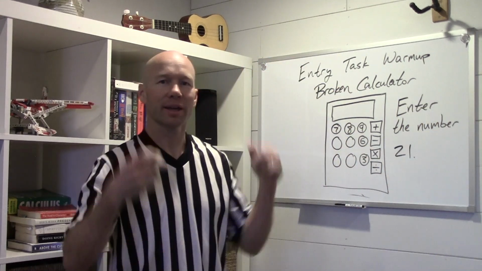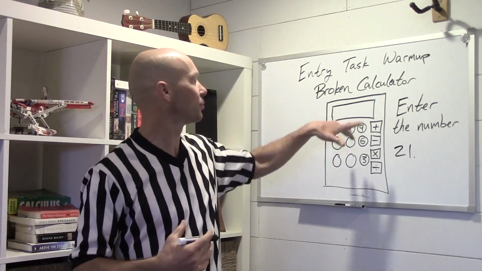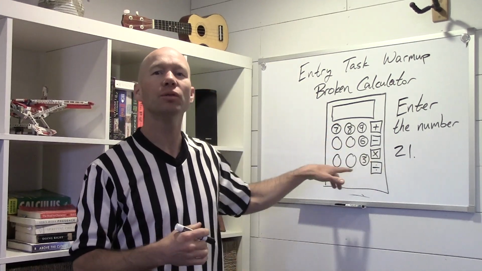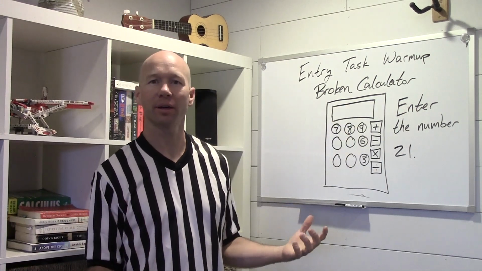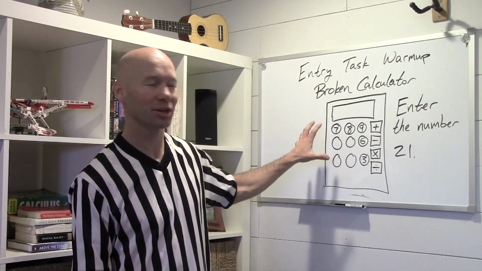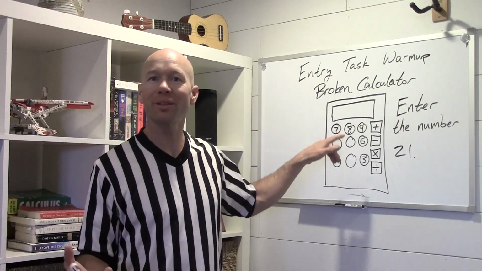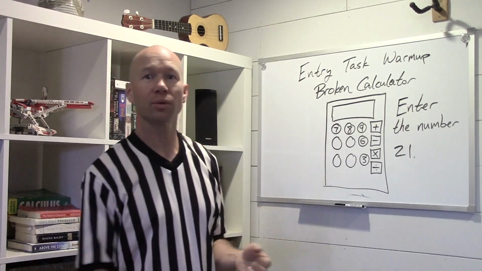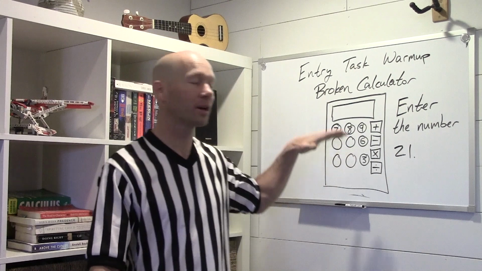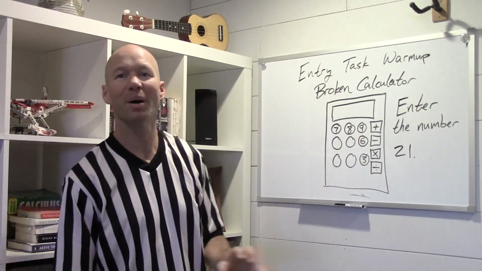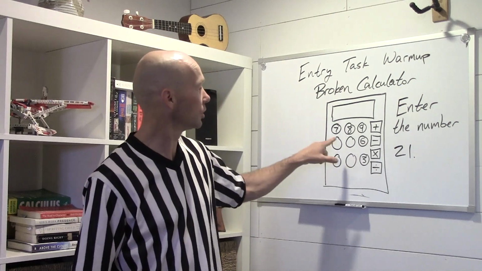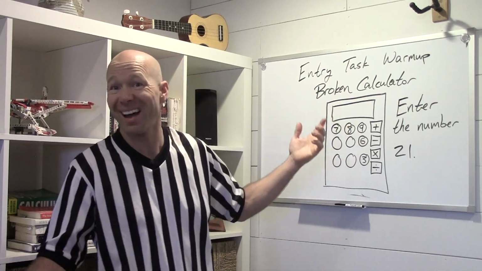So our entry task to get our minds going today is Broken Calculator. I want you to enter the number 21 into your calculator. Now, obviously, you're still on your paper, but you don't have the number 2. You also don't have the number 1. Someone has broken this calculator, so it is missing 4 buttons: the numbers 1, 2, 4, and 5.